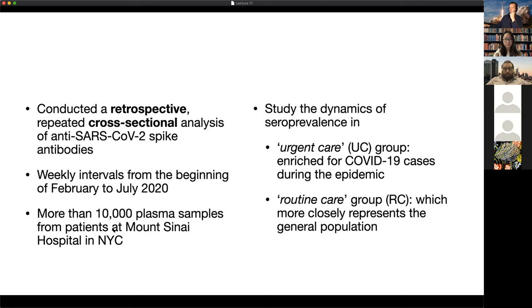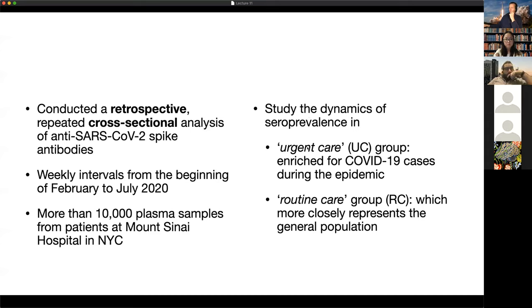So there are 10,000 plasma samples from patients in Mount Sinai Hospital in New York City. The goal of this study was to look at the dynamics of seroprevalence. And seroprevalence is a fancy word to just say, what fraction of people have anti-SARS-CoV-2 spike antibodies, which is a proxy, an estimate of how many people in this group had a SARS-CoV-2 COVID-19 infection.